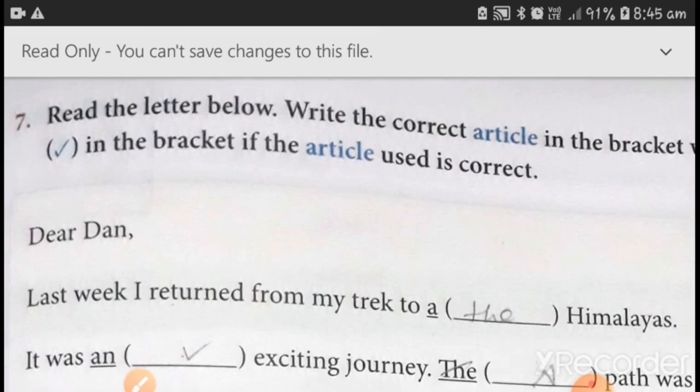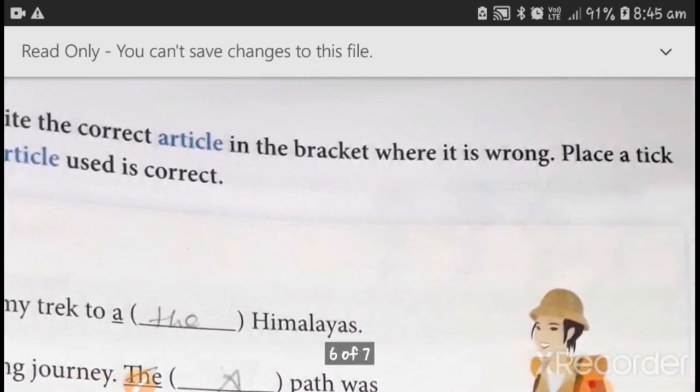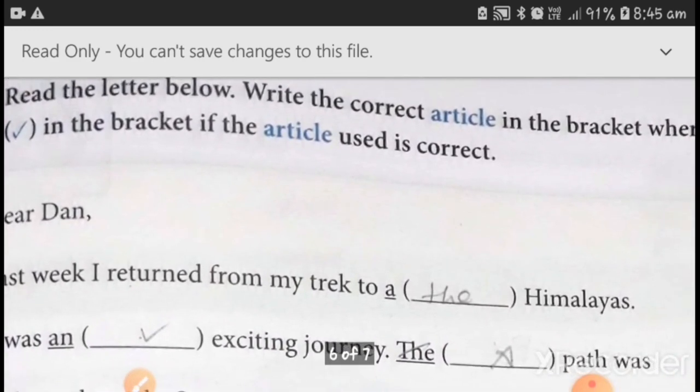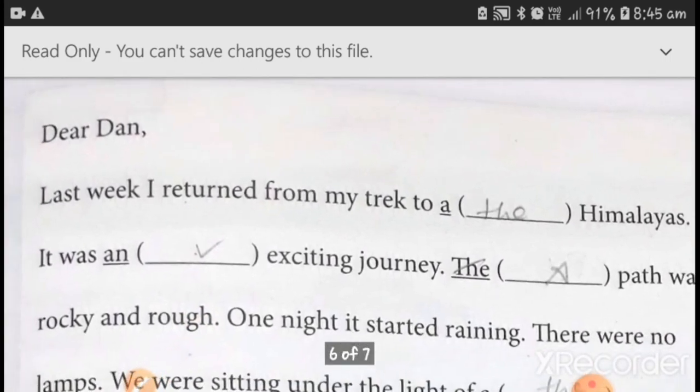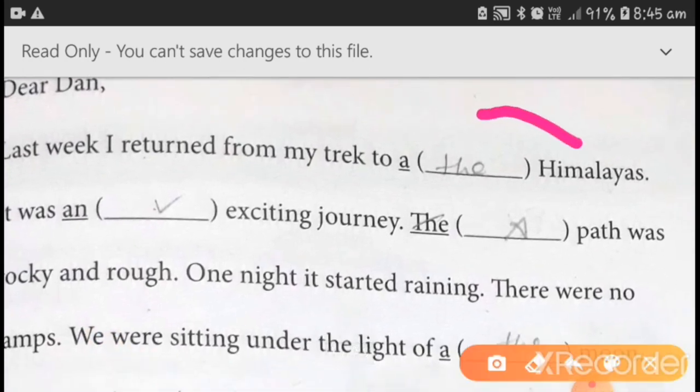Read the letters below. Write the correct articles in the bracket. Where it is wrong, place a tick in the bracket if the article used is correct. So it is a letter. Dear Dan, last week I returned from my trip to the Himalayas. It should be "the", because Himalaya is a range.